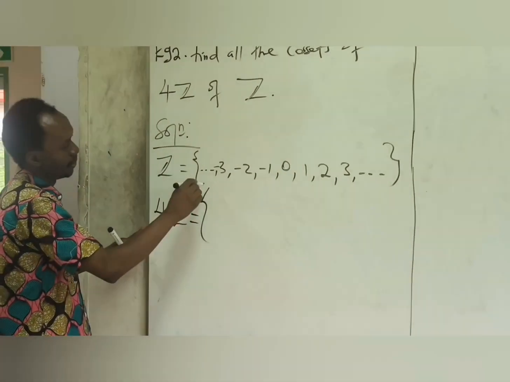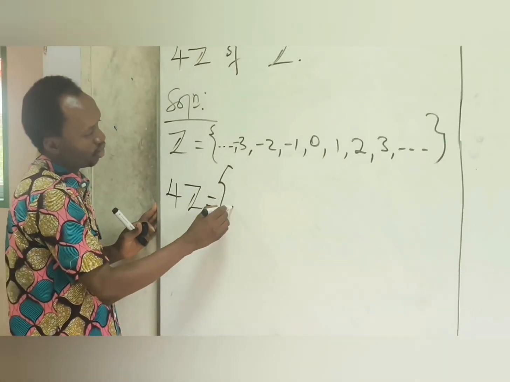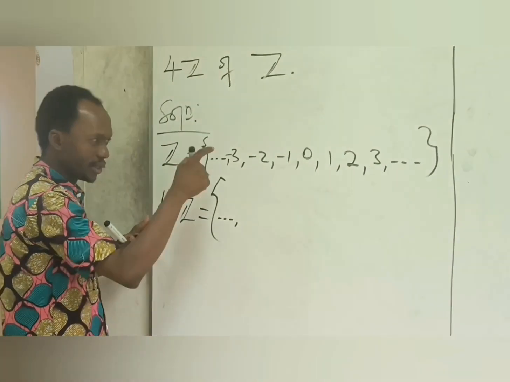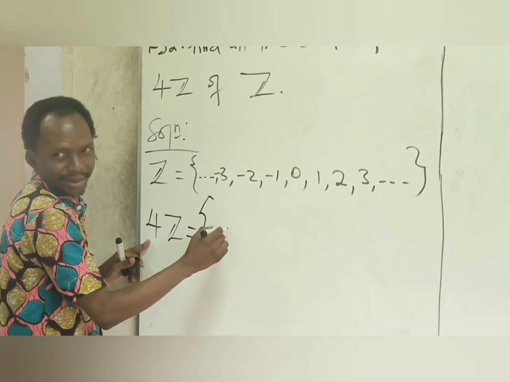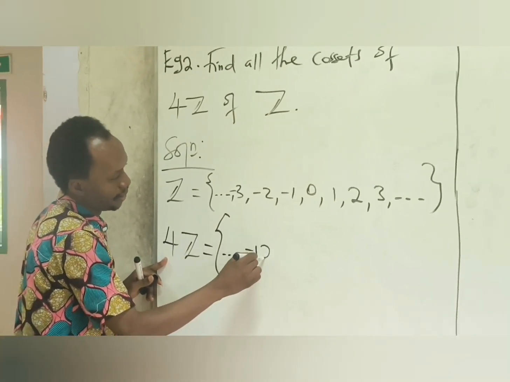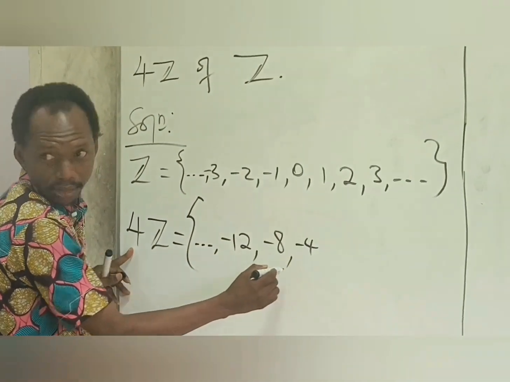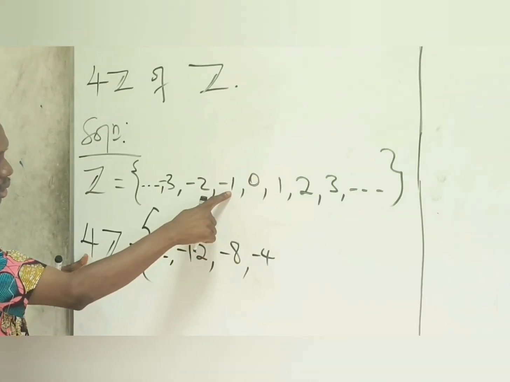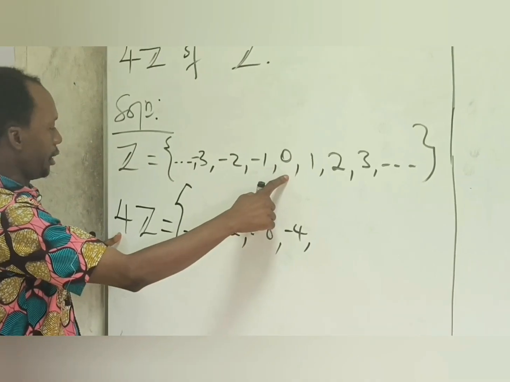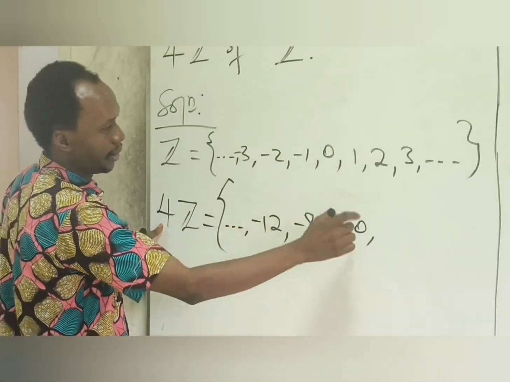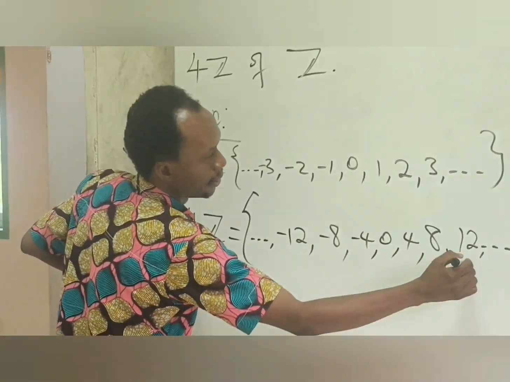How will 4Z be? Who can give us a group? 4Z, a subgroup of Z. So do it for me. 4Z is 4 times Z. So multiply for me. 4 times this is what? Negative 12. 4 times this, negative 8. Negative 4. Then here 0. Here 4, 8, 12. Can you all see?